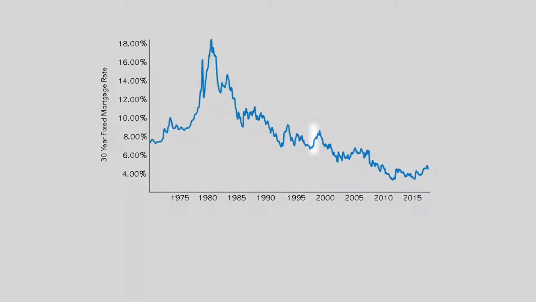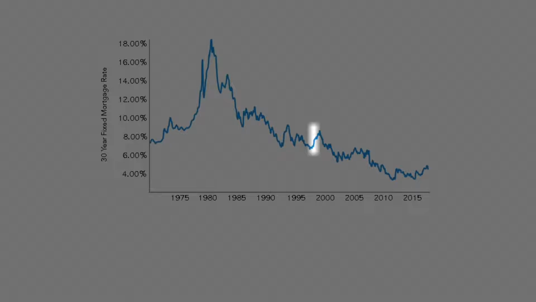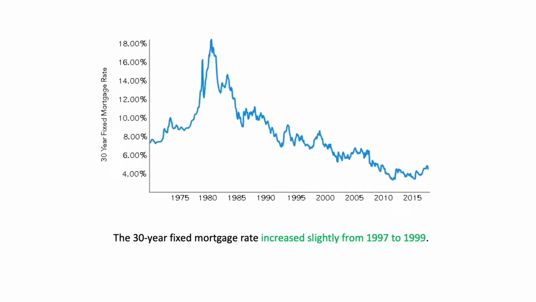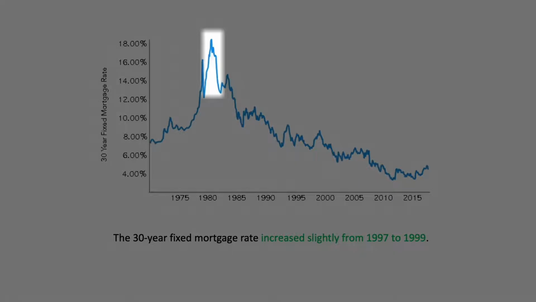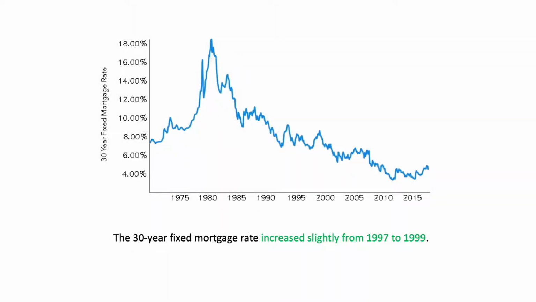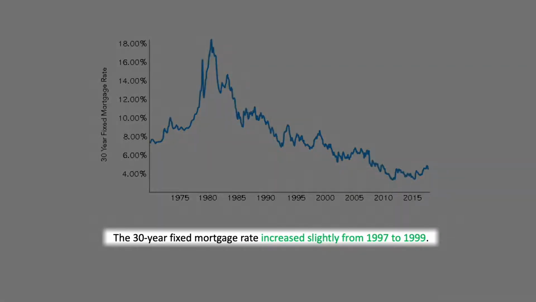On the other hand, the author may want to point to this rise in the late 1990s, a far less visually prominent feature, and write, "The 30-year fixed mortgage rate increased slightly from 1997 to 1999." Would you rely more on the chart, and would your takeaways be about the most visually prominent peak? Or would you rely more on the caption, and would your takeaway be about the less visually prominent rise that the caption describes?